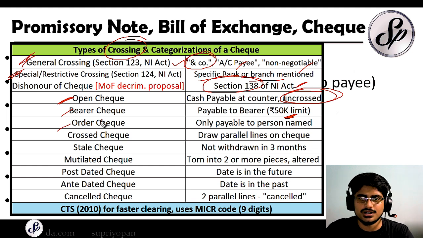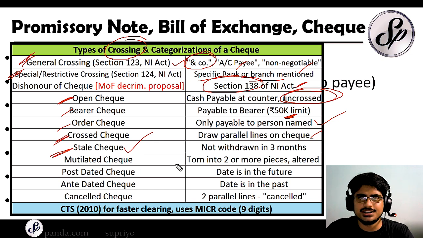Then you have the order check. It is only payable to the person named. As we already discussed, it is payable to order. And the cross check, which means drawing parallel lines on the check as we just discussed. And there is also a stale check. I told you that 3 months is the maximum validity of a check. So if you are not withdrawing your money in 3 months, then this check becomes a stale check. So it's very important, remember that.